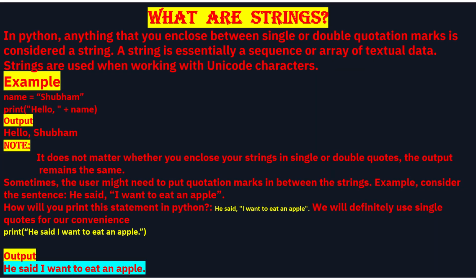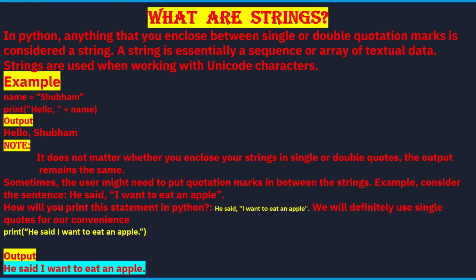Sometimes, the user might need to put quotation marks in between the strings. Example: consider the sentence, He said, "I want to eat an apple." How will you print this statement in Python? We will definitely use single quotes for our convenience. print('He said, "I want to eat an apple."') Output: He said, "I want to eat an apple."